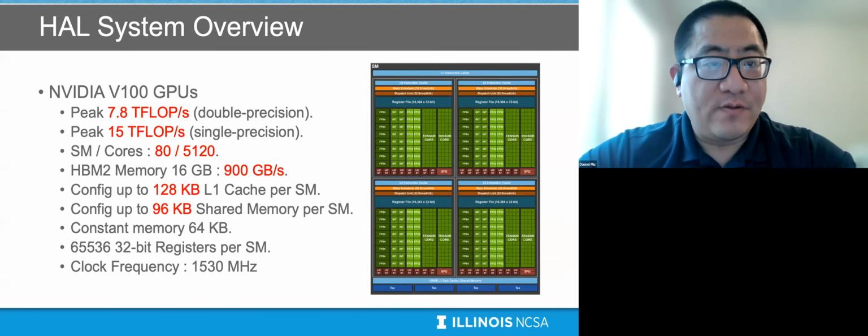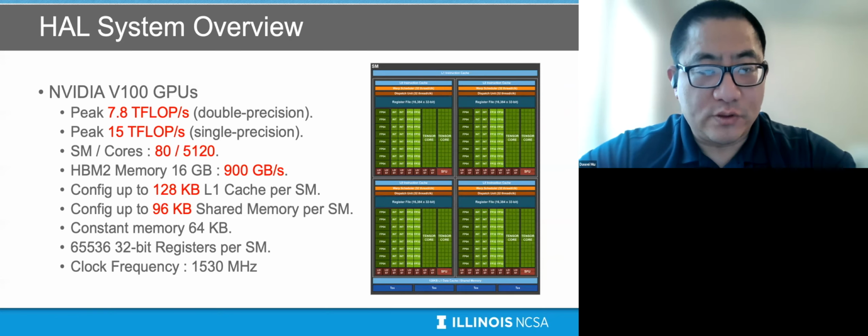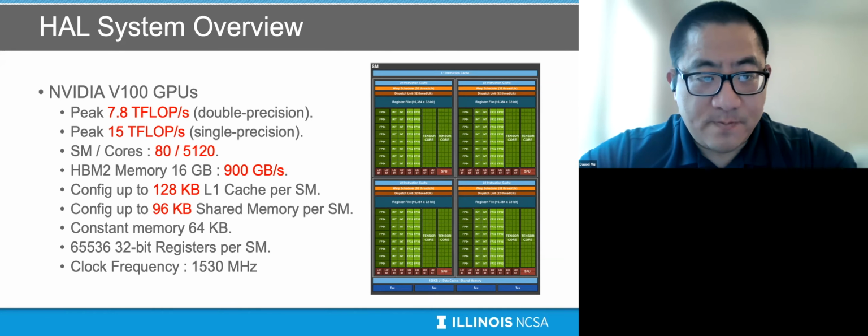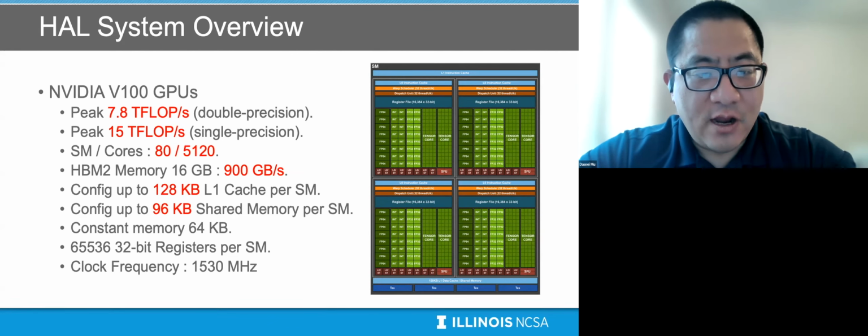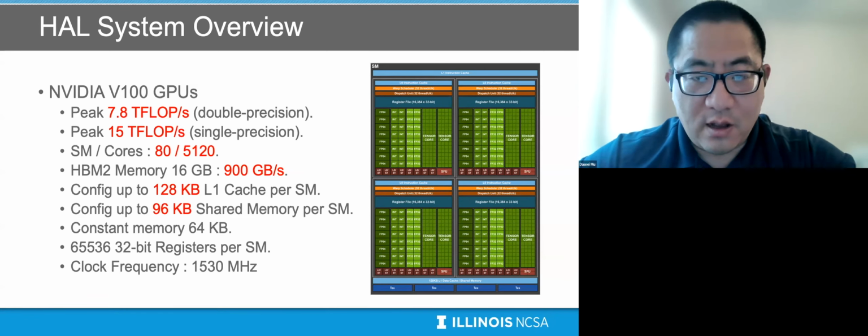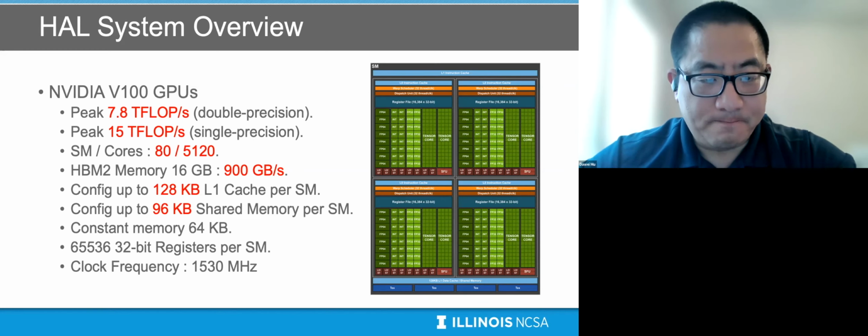Now let's talk about the Nvidia V100 GPU. This GPU can peak at 7.8 teraflops for double precision, 15 teraflops for single precision. The memory bandwidth of the GPU memory is 900 gigabytes per second. Also, it has a large 128 kilobyte L1 cache and 96 kilobyte shared memory per streaming multiprocessor.